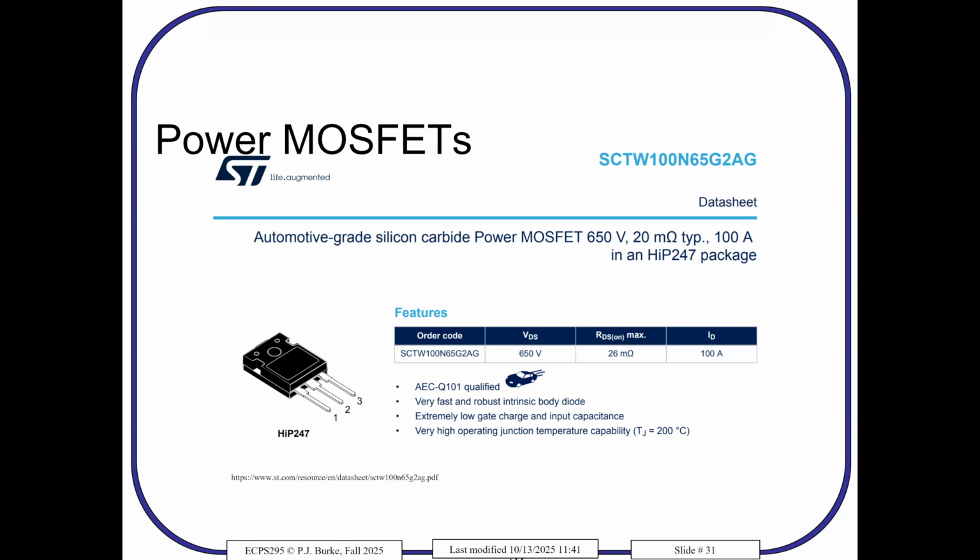I just bought it for a demo for this class. So it's very interesting. It's silicon carbide, so it's not silicon. And the maximum voltage is 650 volts. The on resistance is 26 milliohms. So it's not 1 ohm, it's 0.02 ohms. And the maximum current is 100 amps.